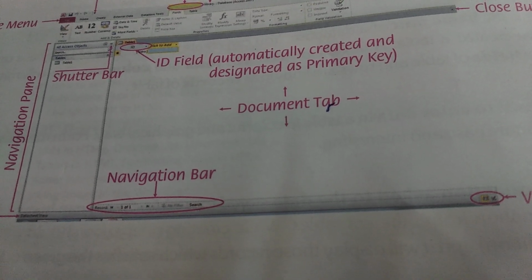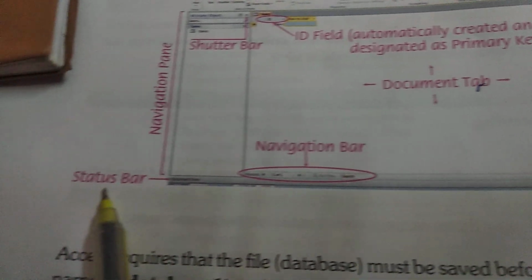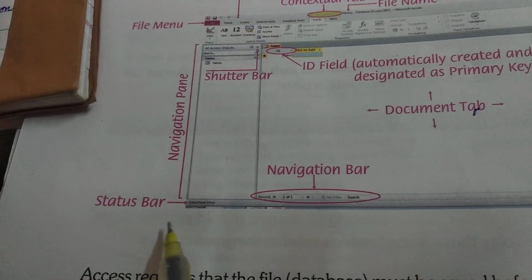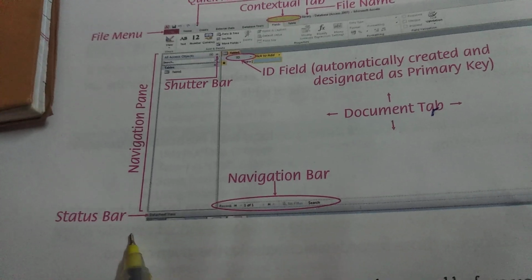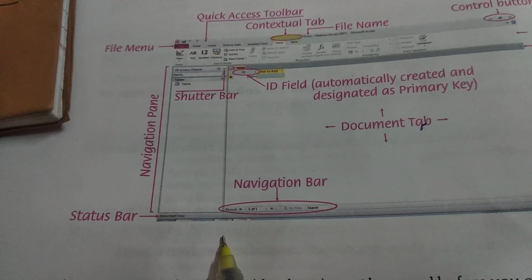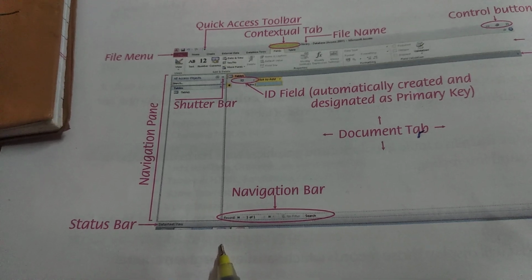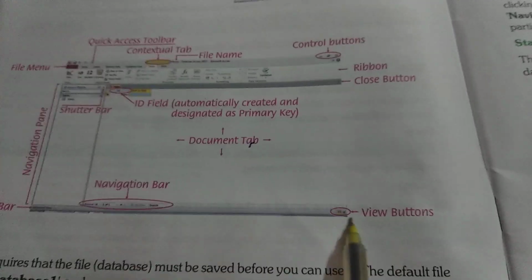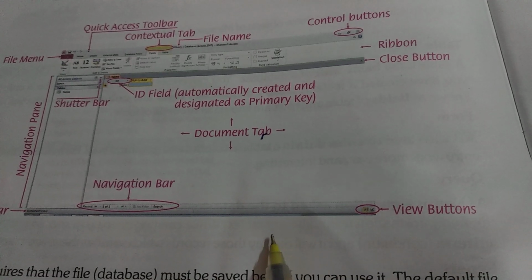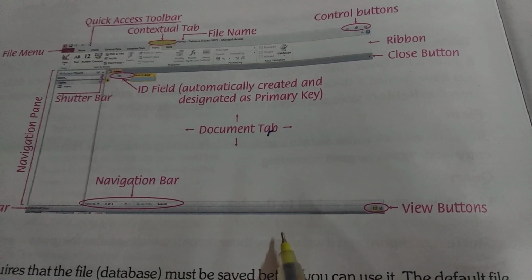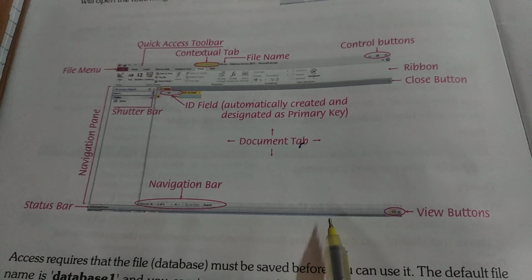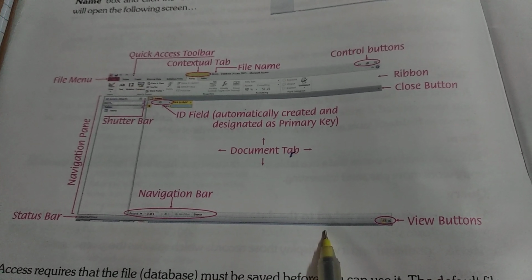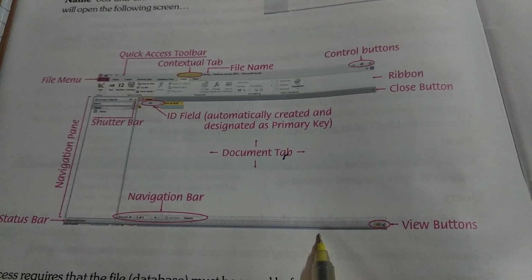Okay. Next is status bar. This is just under the navigation bar. It will show you the different status of the database. Here the view button is present. So you can see different views of your database. Views we will do at the end of this chapter. Different views are here in the database.